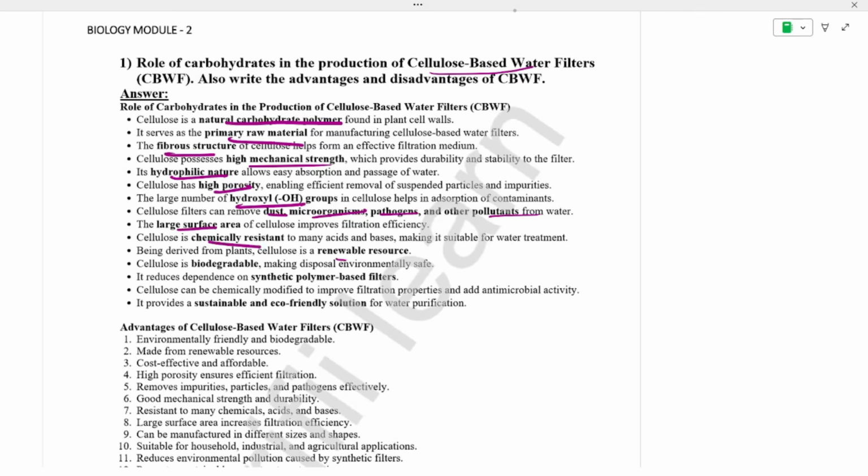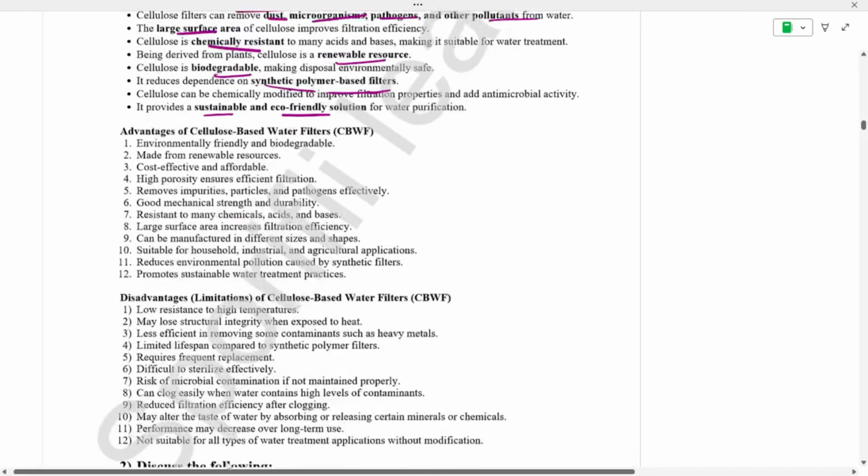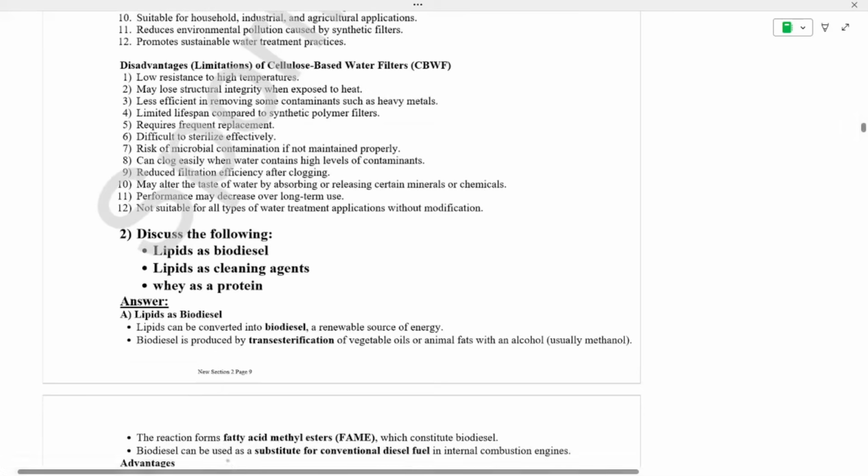It's chemically resistant. Cellulose is a renewable resource which can be used again and again, and it is biodegradable, unlike synthetic polymer based filters, and it is sustainable and eco-friendly, okay? You can see these advantages. And next is about the limitations.